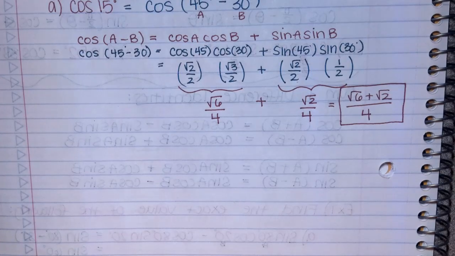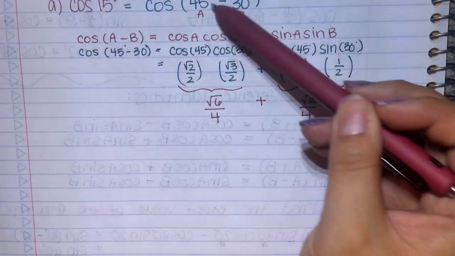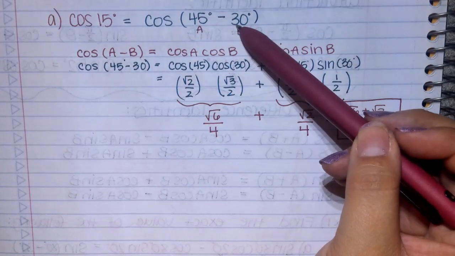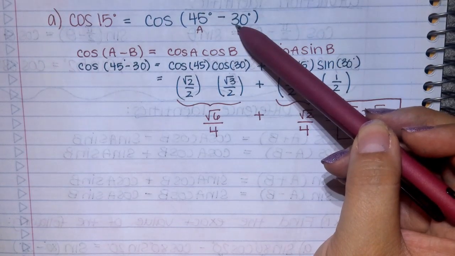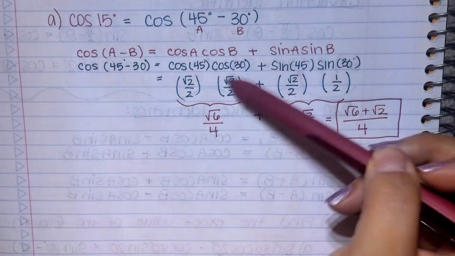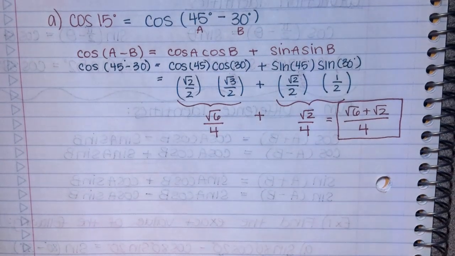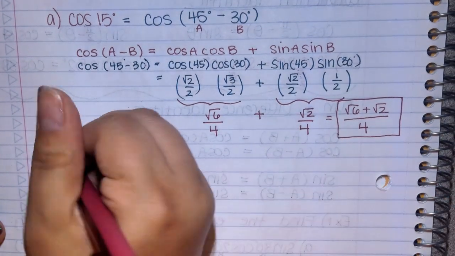What questions can I answer? Does each step make sense? Does everybody see why we chose 45 and 30? Did we have to choose 45 and 30? No. And then you're just plugging into the identity. Let's do another example.